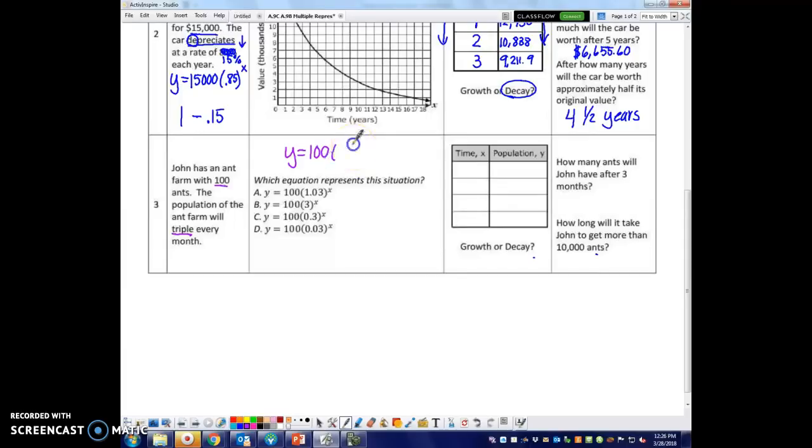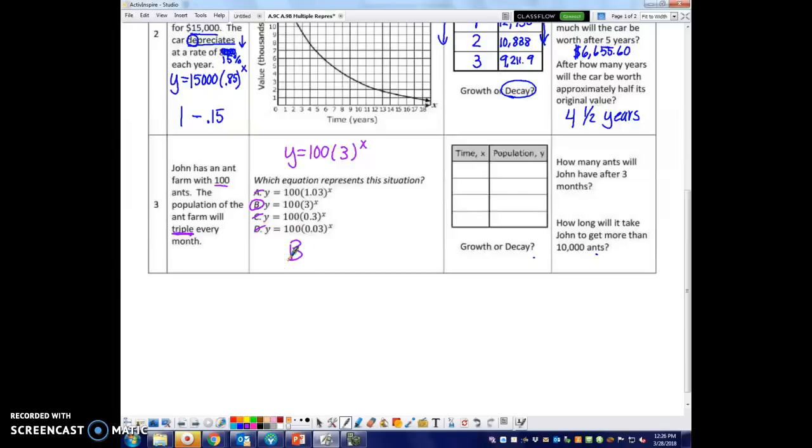What does triple mean? It goes up by 3, right? So it's 3 times. This one you're not going to do 1 plus or minus anything, because if it says triple, we're not dealing with percentages or anything. It's just 3. Okay? It triples. 3 to the power of x. So that one's going to be B.